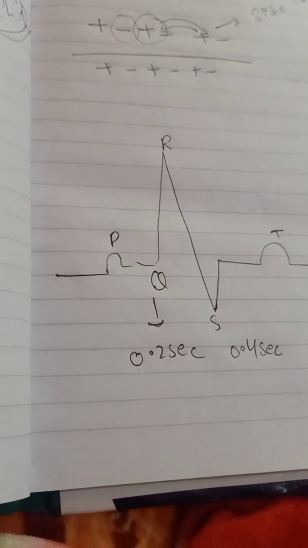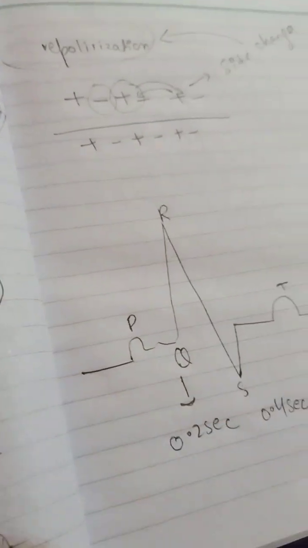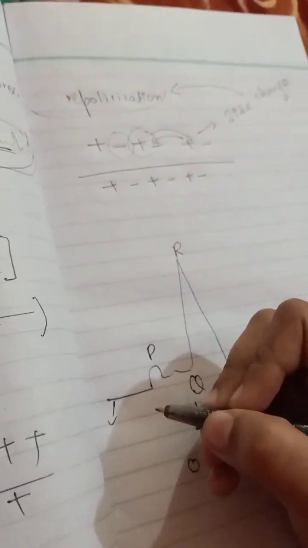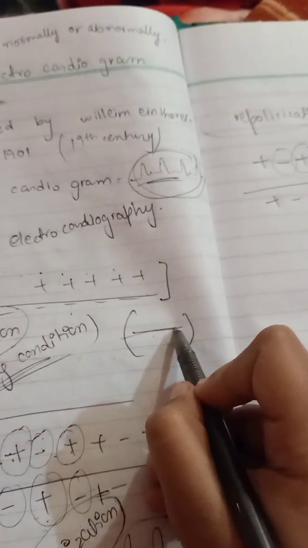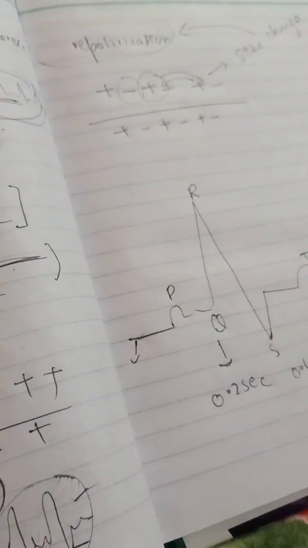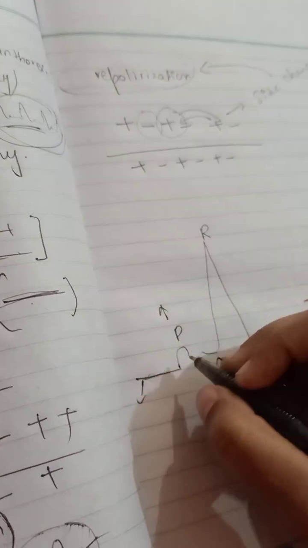and how the deflection basically occurs. So this is the resting condition, which means the polarization. Resting condition, polarization, where there is no deflection. So at P point the deflection basically starts. Here you can see the deflection basically start.